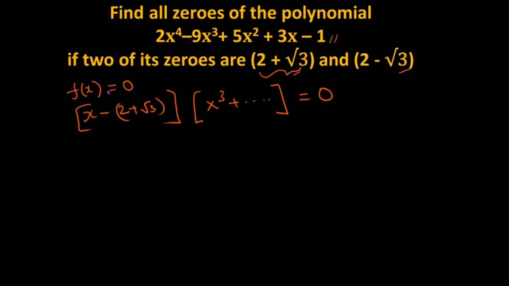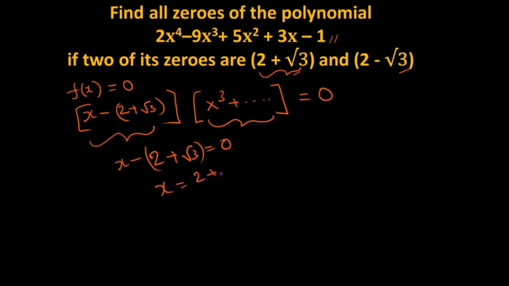To make f of x equal to 0, either this term can be 0 or the other term can be 0. When you make this term, x minus 2 plus root 3, equal to 0, then x is equal to 2 plus root 3, so that x becomes a root of this equation. That's the reason that whenever any root is given, immediately you can write x minus that root, x minus 2 plus root 3, as a factor of this entire polynomial equation.